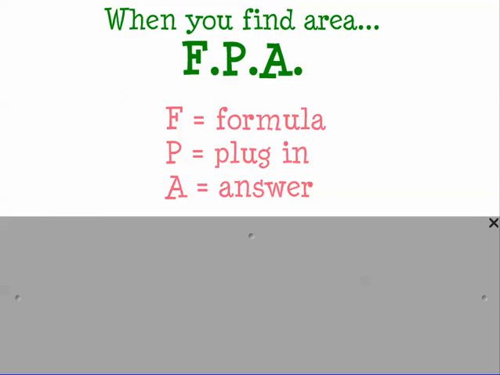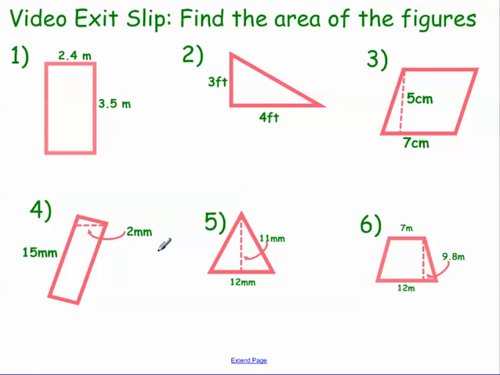Here's your exit slip. You have 6 problems. You can do this on the back of your sheet. If you have any questions, let us know.